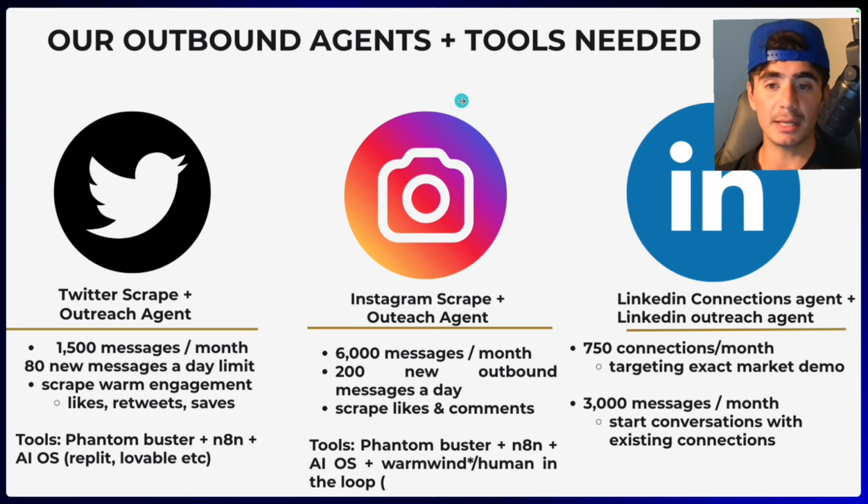Now, the next one is the Instagram scrape and outreach agents. The beautiful thing about Instagram, guys, is that you can send up to 200 new outbound messages a day. And the amount of likes that you get on Instagram compared to other platforms on average is usually higher.